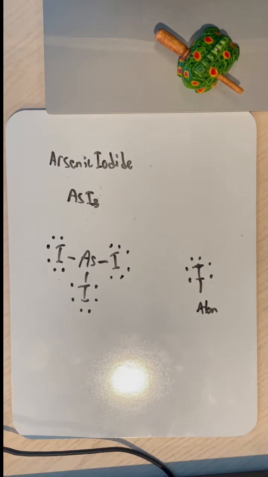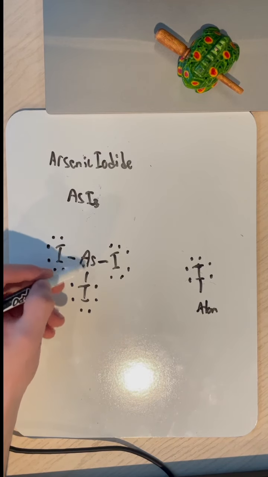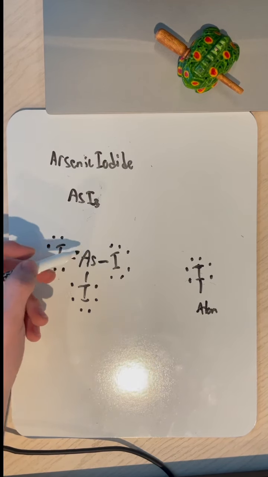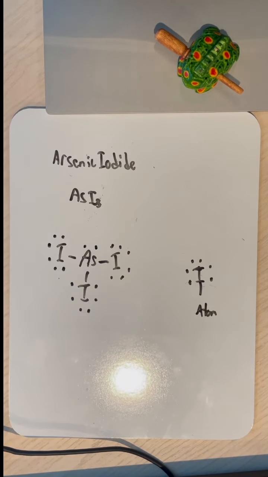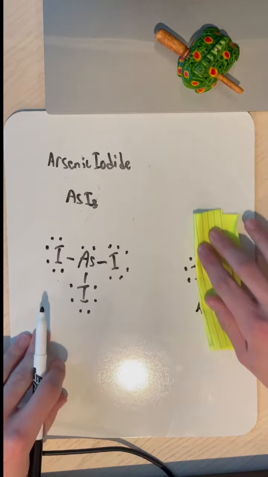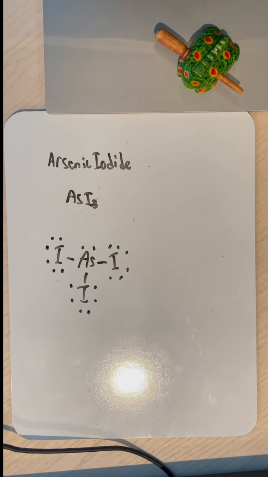And then arsenic already has 3, since there are 3 lone electrons that it has, and then it has 2 more left, so we're just going to write that at the top of the arsenic right there. And that's arsenic iodide on a Lewis dot diagram. Now, we also have to mention the molecular geometry and the electron geometry.